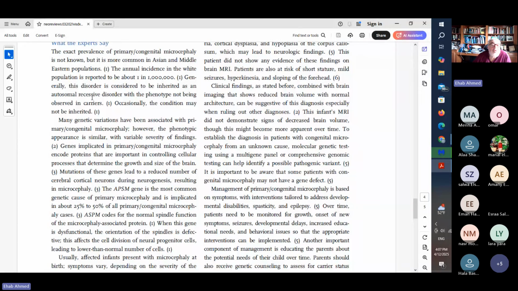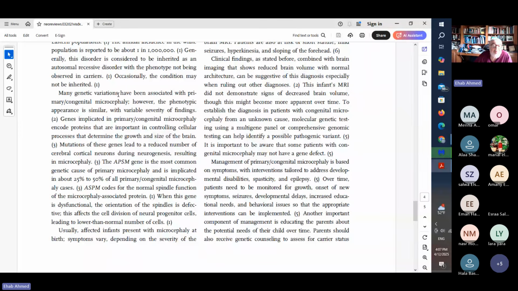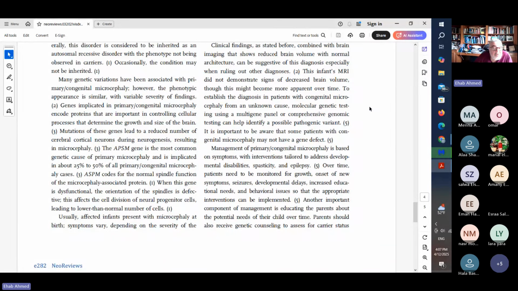It's considered an autosomal recessive disorder. That's why this family has this weird family history, with the phenotype not being observed in carriers. Occasionally, this condition may not be inherited, so it may be idiopathic, but most of the time it's genetically determined, autosomal recessive. So this family is at risk for having another baby with microcephaly, and they should have good genetic consultation. So please consult the genetics for this baby.